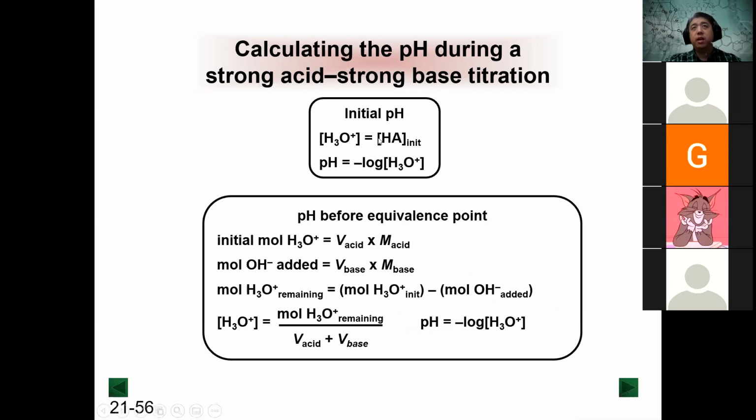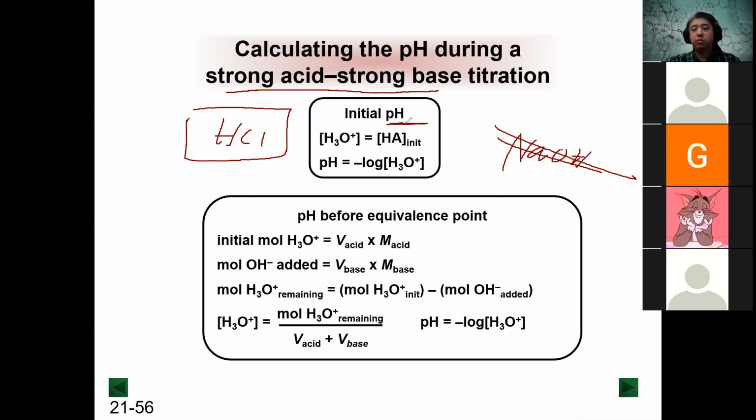In the very first one, I have not added any base. We're looking at strong acid, strong base. So an example I can give you is HCl and NaOH. Okay. Here, none of this exists. There's nothing in there. So this is just going to be whatever the pH value is here.